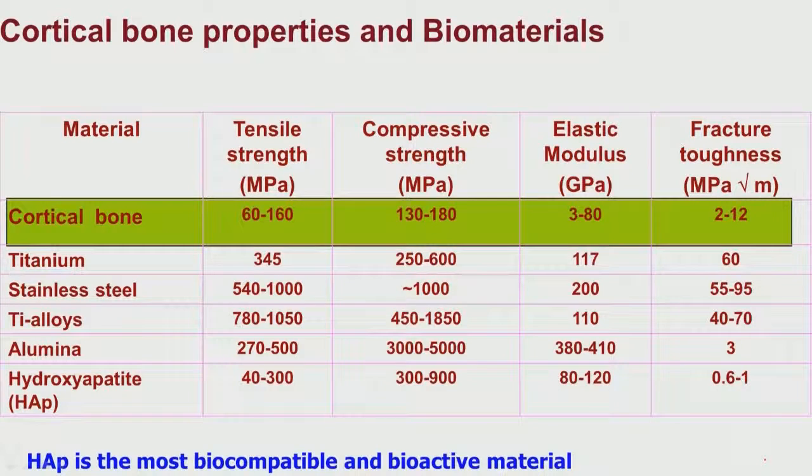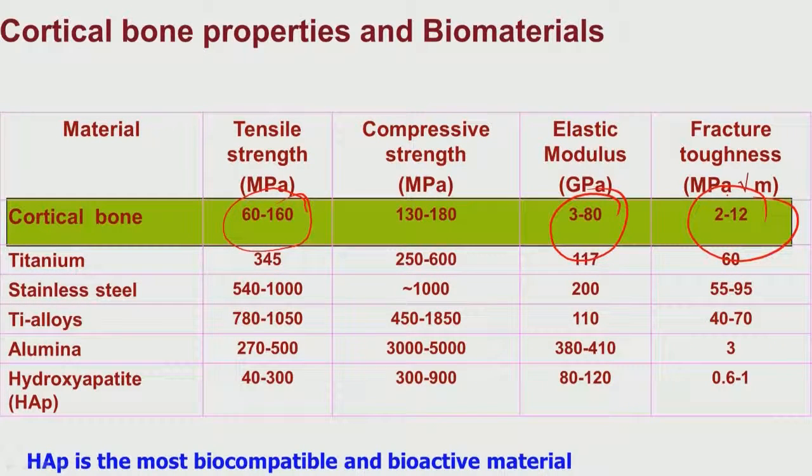Now, in terms of properties, there are two types of typical bone structures: one is cortical structure, one is cancellous structure. Cortical bone has a range of properties like tensile strength 60 to 160 megapascal, which is not very high. Elastic modulus is 3 to 80 gigapascal. So, 60 to 160 megapascal strength is lower than the tensile strength of many metallic materials. For example, stainless steel has a tensile strength of more than 500 megapascal. Fracture toughness of the bone, because it has both collagen and hydroxyapatite phases, is 2 to 12 MPa square root meter.